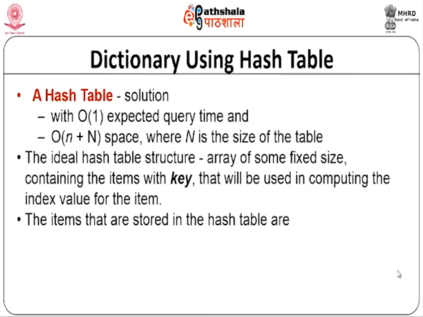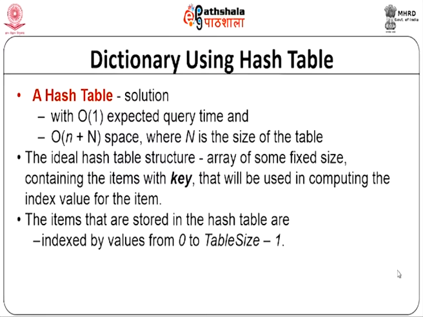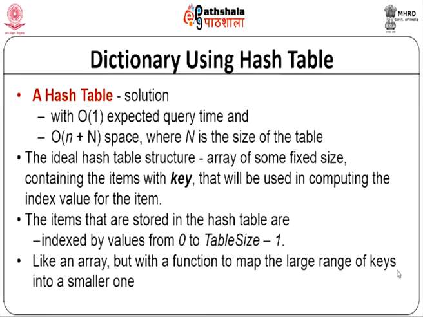The items are stored in a hash table and they are indexed by values from 0 to table size minus 1. So, the size of the table is important, and depending upon the size of the table, the items will be indexed to one of the entries in the table from 0 to table size minus 1, and the index will take you to that. It is similar to an array, but with a function to map the large range of keys to a smaller range which is nothing but the table size. So, that is the dictionary using hash table.